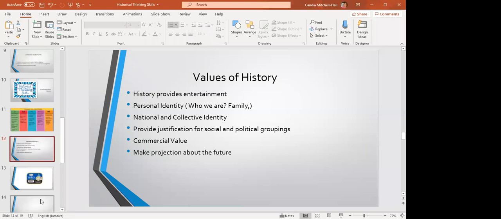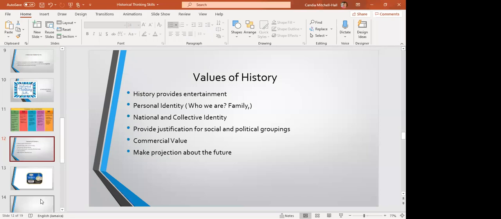You're interested in what happened in the past. As human beings, we have a curiosity to know what happened. Deep down, we are naturally inquisitive. In other words, if we want to use our Jamaican colloquial term, we fast. We always want to know what happened. So history provides entertainment. History also provides personal identity. We want to know who we are, what our family history is, why this person is related. Okay, so personal identity. Who are your family members?